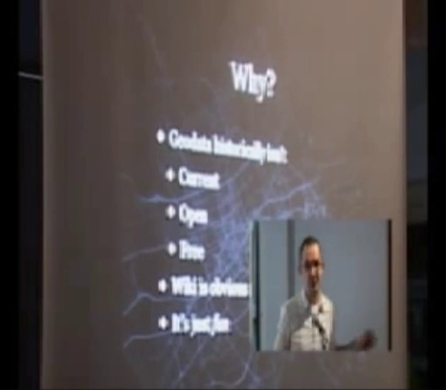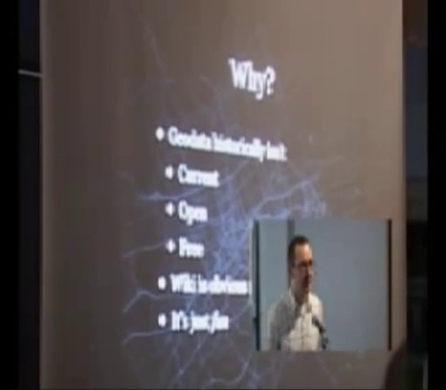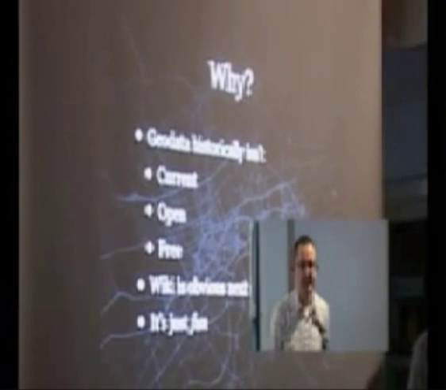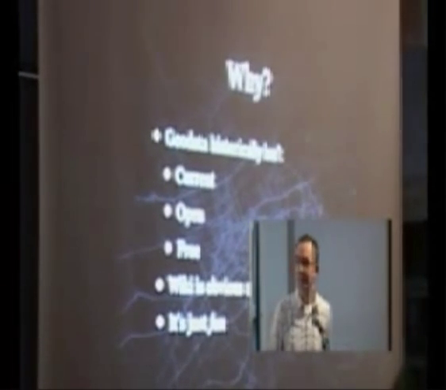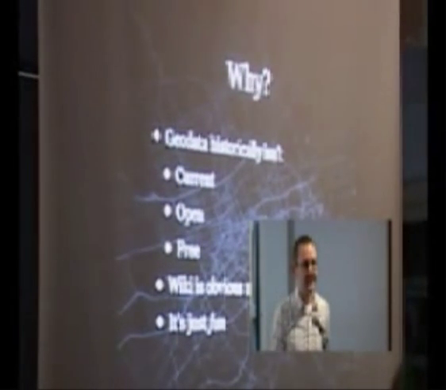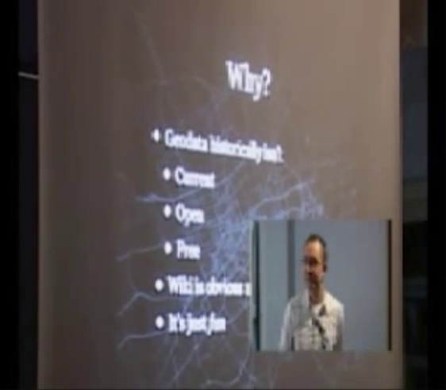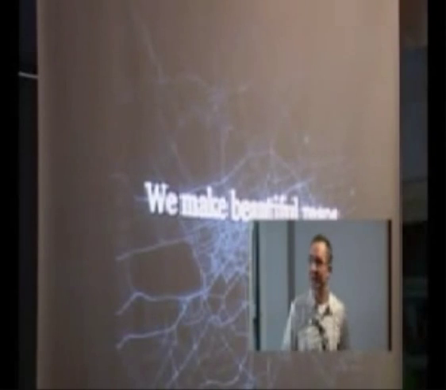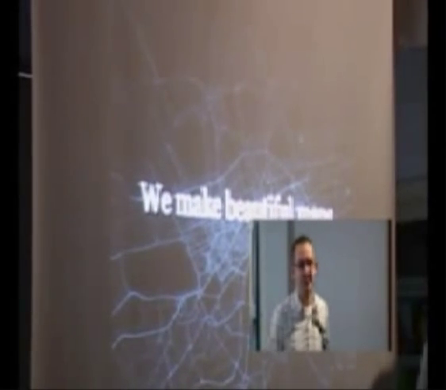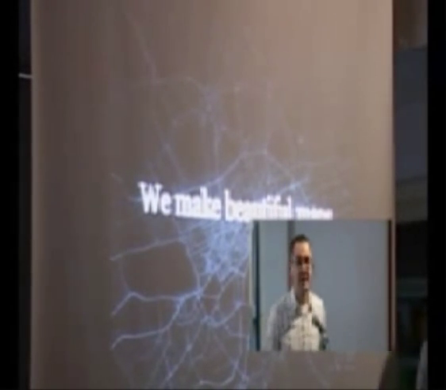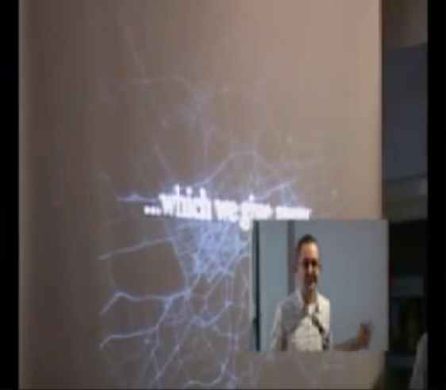So a wiki is obviously the next step. Something like Wikipedia, where anyone can go in, anyone can edit it. It's free, it's open, it's current, and it's just fun. It gets you out on the streets, gets you speaking to people you don't normally speak to. All of that is fun. So we, as part of the OpenStreetMap community, make beautiful maps, which we give away for free.